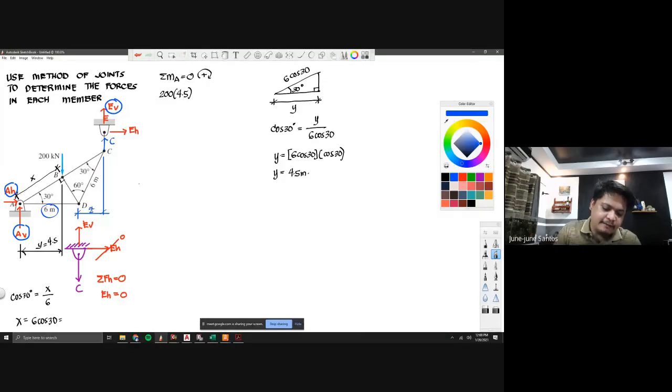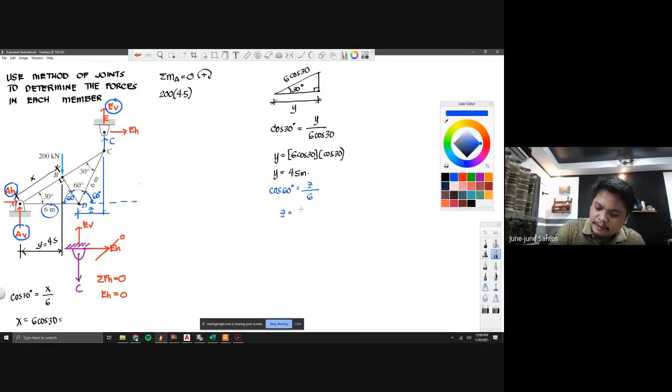I will call it Z. Now, if this is a horizontal line and this is 60, this is 90, this is 30, definitely this is also 60, 60, 60, and then this one is also 60 degrees. So, I can now have cosine of 60. So, cosine of 60 degrees equals Z all over 6 meters.